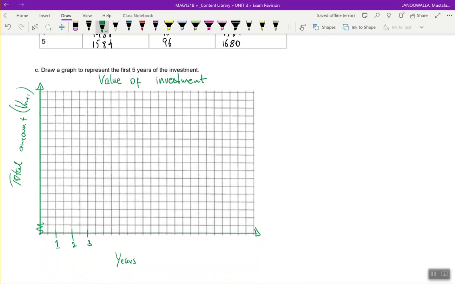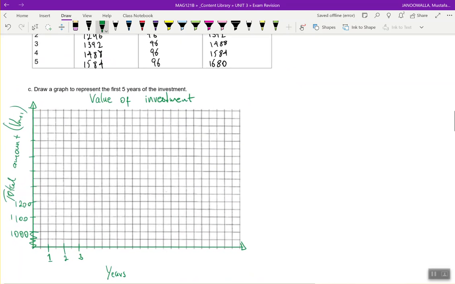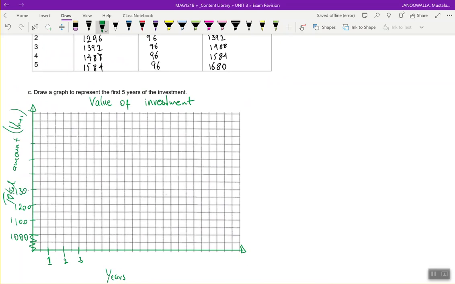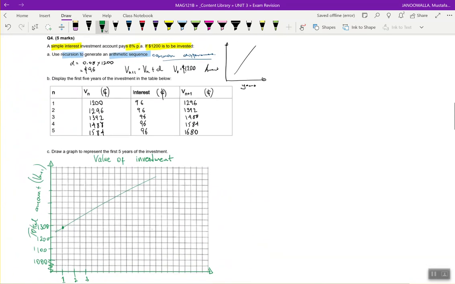So again, remember to plan. So go on 1,000. If I check there, that's 1,100, 200, 300, 400, 500, 600. That's good for me. And so on. And you know how to plot it. The first one is 1296, maybe about there. Okay, and then you should get a straight line. Alrighty, that's question 4.